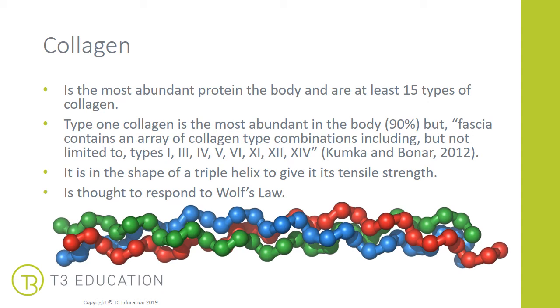But fascia itself can contain an array of different collagen types, according to the Cum-Cara-Bona study, suggesting that it's not limited to types between 1 and 24. The shape of collagen is a triple helix, which gives it its tensile strength. And gram for gram, it's been suggested that collagen is stronger than steel. So it's a really strong fiber within the body.